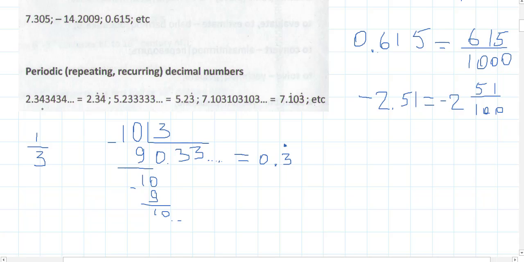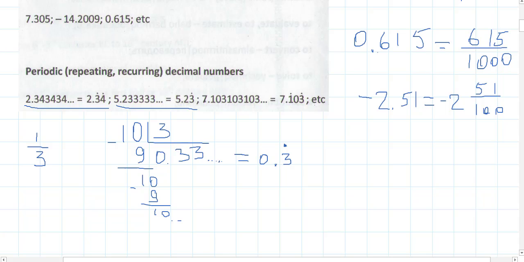Here we have some examples. For example, the first one, 2.343434. Here we have 2.34 with dots. The first dot, the over dot, means the beginning of this repeating part, and the second dot means the ending of this repeating part. Here, the repeating part is just 34. And the next one, for example, 5.2333. Here, only 3 is repeating. That's why it is 5.2 and 3 is repeating.